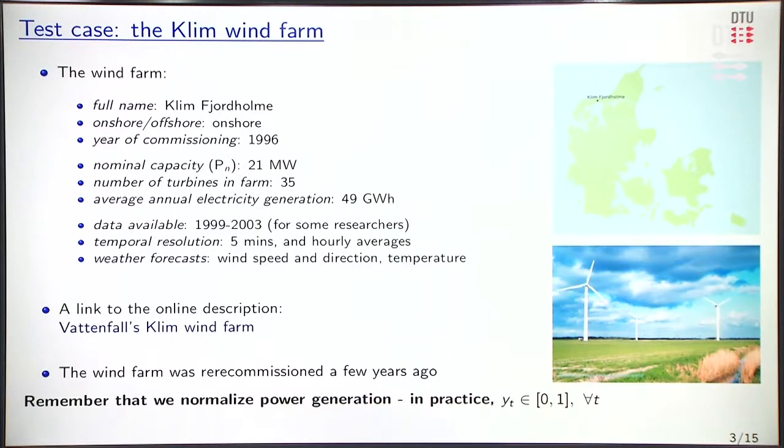On top of this data, we also have weather forecasts for wind speed and direction, as well as temperature. The wind farm was actually recommissioned a few years ago, so the setup has changed, and these data do not relate to some turbines that still exist today. Remember that power generation is here normalized, so in practice, power values are between 0 and 1.